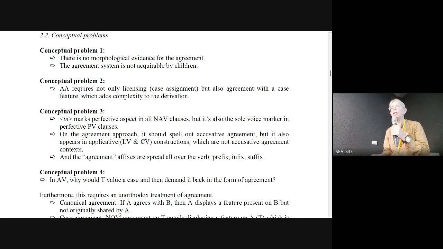Third conceptual problem is, well, the voice markers themselves don't look like agreement. First of all, the perfective infix shows up not only on patient voice verbs, but also on the two other verbs. So it's the only voice marker in patient voice, but you can't treat it as a patient voice marker because it shows up in other voices as well. And the other voice affixes, they're distributed all over the verb. So we don't have a single slot for a case agreement. We got a prefix sometimes, an infix sometimes, and suffix sometimes.